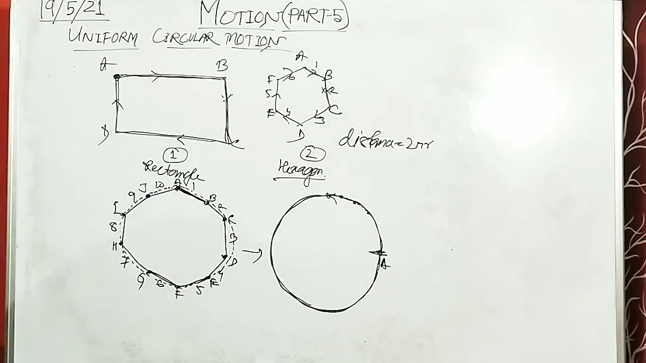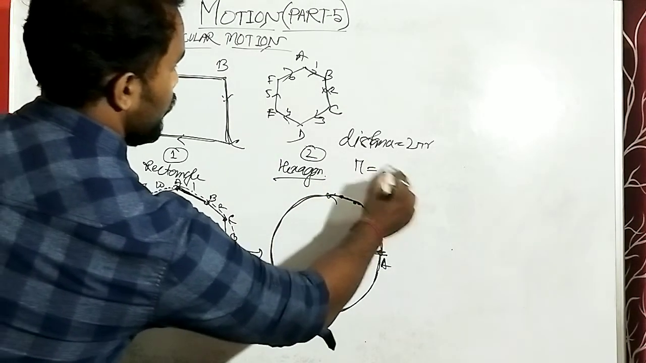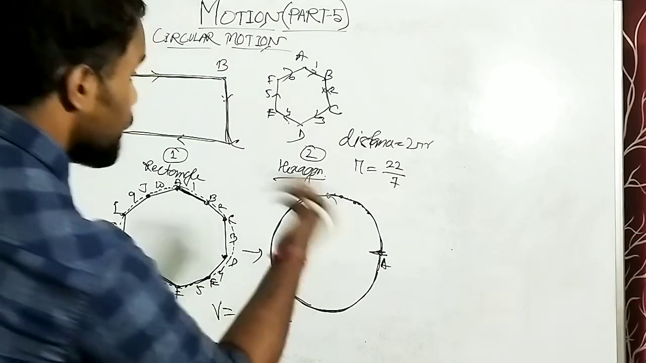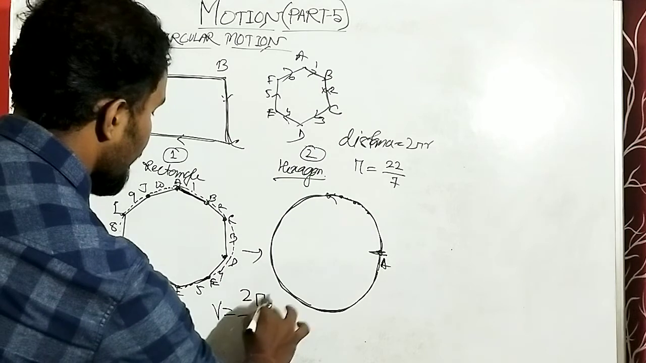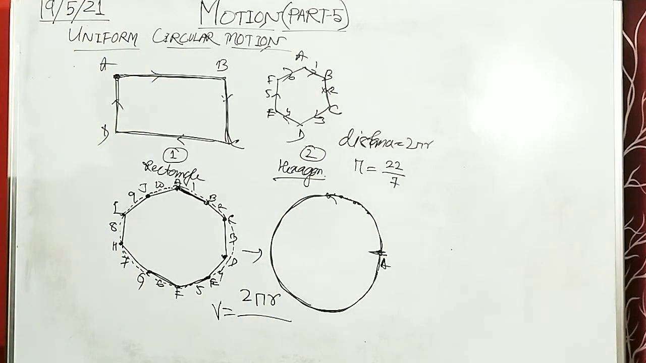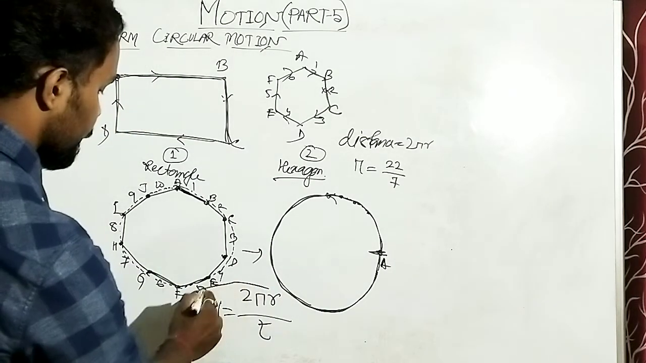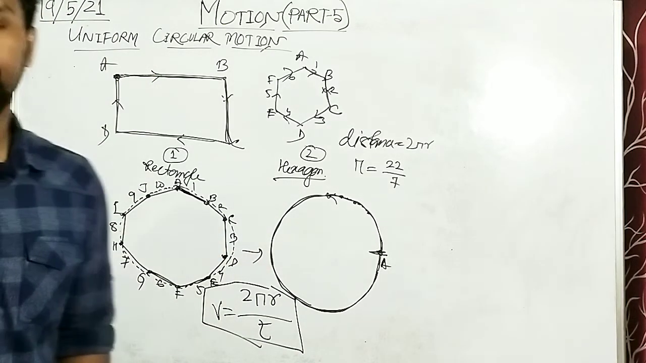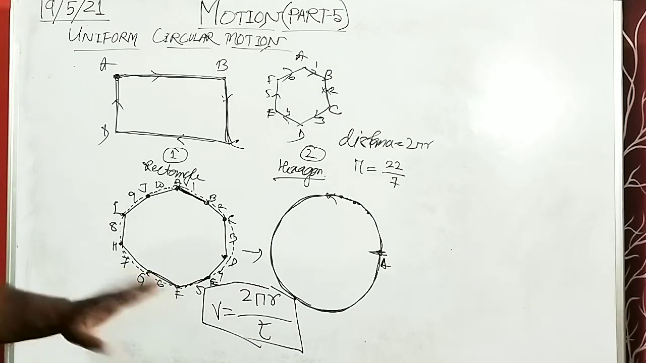Simple. And if no value of pi is given, you should always take pi's value as 22/7. Now we have to calculate the velocity. Velocity is nothing but what? Displacement by time. Now displacement, or you can say consider the distance, will be how much? Twice pi r upon time. Because this is the main formula to find the velocity in a uniform circular motion. Clear? Quite simple. Nothing to worry about.